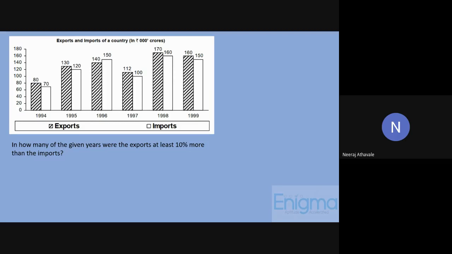Now 10%, that is not the absolute value, it changes for every year depending on the imports of that particular year. Okay, so यहाँ पे in 94, 10% value is 7. Okay, but the difference between this is 10. So 10 is greater than 7. So therefore 94 is satisfying. Now you can see here, यहाँ पे 10% value of imports will be 12, but gap 130 minus 120, that is 10 है, which is not valid.